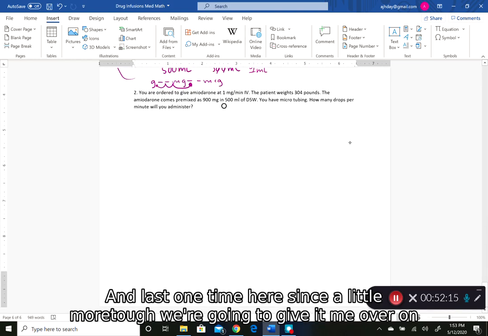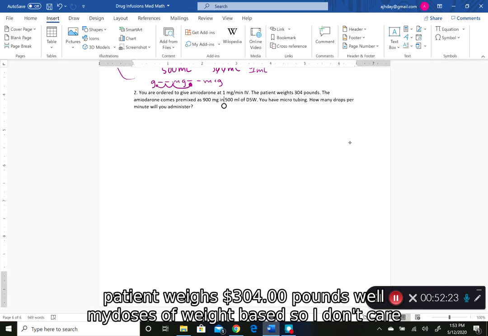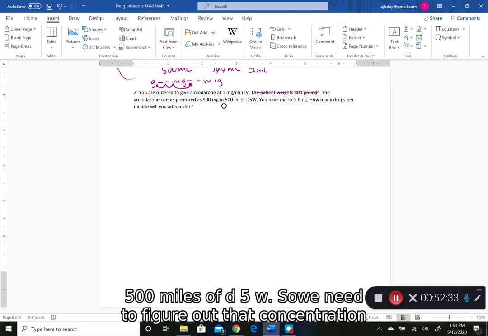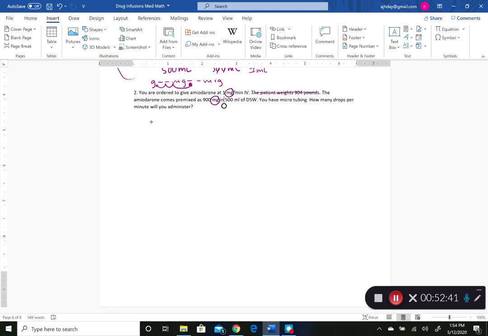And last one down here. This one's a little more tough. We're going to give amiodarone. My desired dose is going to be 1 milligram per minute. So that sounds pretty easy. Patient weighs 304 pounds. Well, my dose isn't weight-based, so I don't care. We're going to cross that out. The amiodarone comes pre-mixed as 900 milligrams in 500 mLs of D5W, so we need to figure out that concentration. Luckily, this is in milligrams, and my dose is in milligrams, so I don't need to change any units.